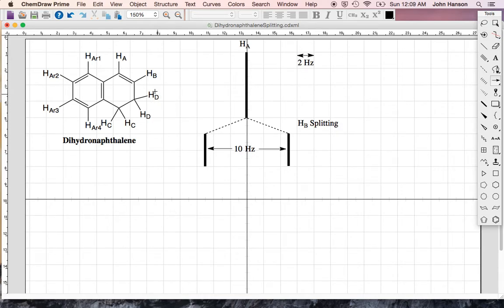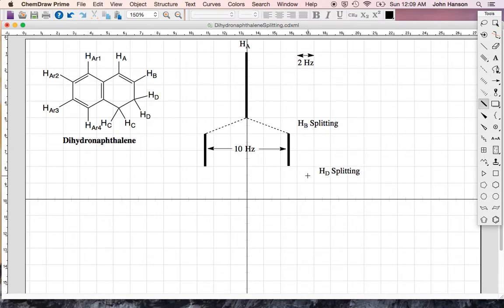Now because there's 2 of them, I'm going to have to do it twice. They both are equivalent, so they're going to have the same coupling constant. And remember we decided we were going to use a 2 hertz coupling constant, so I'll label this one HD splitting. So there it is, and now I'm going to split those by 2 hertz.